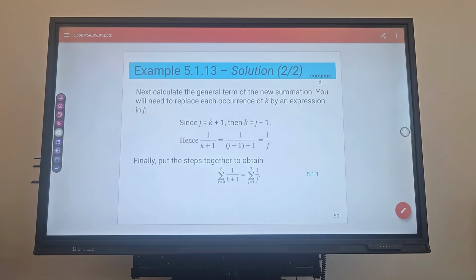Then substituting for the k plus 1 is the j. So, putting the steps together, you obtain the summation from 1 to 7 of 1 over j.